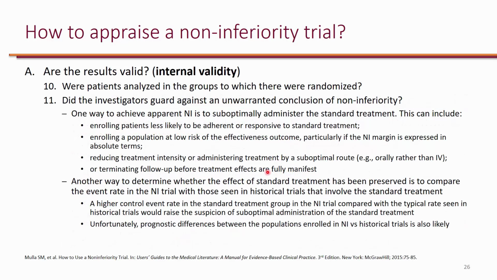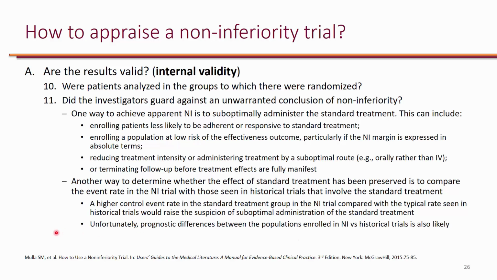And then the other question that you should ask is, did the investigators guard against an unwarranted conclusion for non-inferiority? So because we're looking at how much worse your intervention can do, you really want your control group to receive the best treatment. So if the control group receives suboptimal treatment, then it becomes easier to achieve non-inferiority. So suboptimal, it could be whether the patients are not adherent, or based on enrollment, you can have patients that are less likely to have the outcomes. So that's really important to assess in non-inferiority studies.